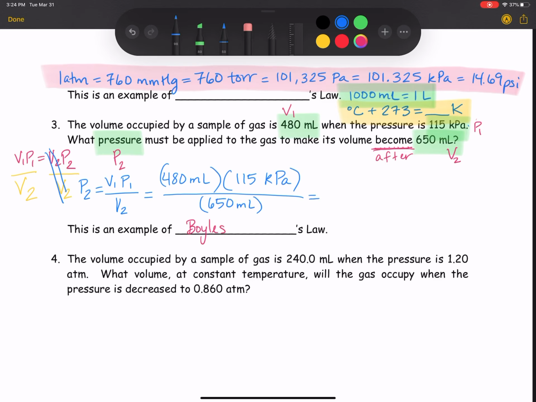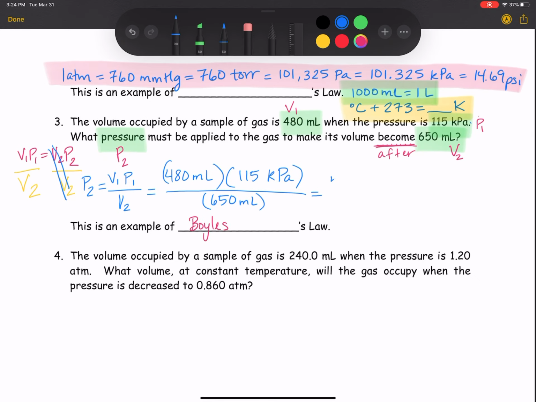Now I just go to my calculator and let my calculator do this part of the work, where I can now just multiply 480 by 115, and hopefully you get 55,200. And then when you divide that by 650, you're going to get a pretty long decimal value. So if you're trying this out with your calculator, hopefully your calculator is staring back at you with the same exact number. Now I need to deal with sig figs.